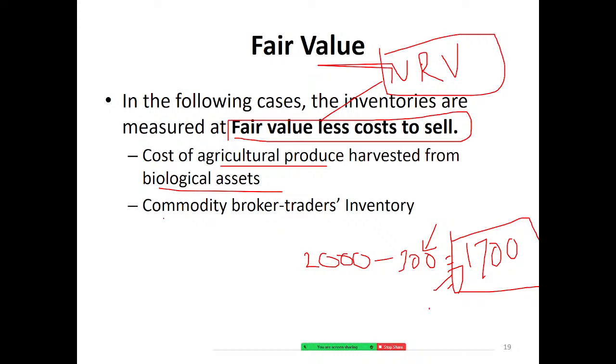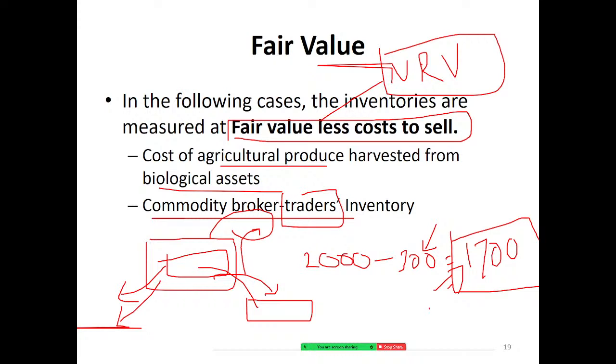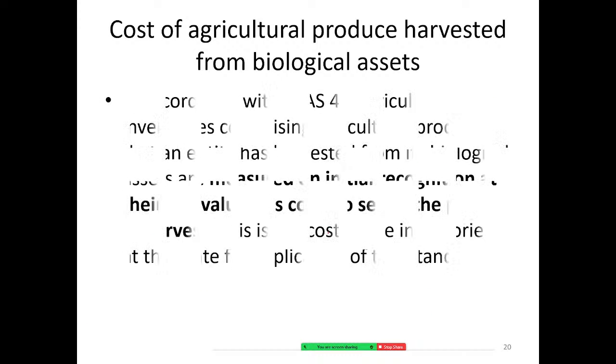Next, commodity broker traders' inventory. There are some brokers we can find. What do they do? They buy inventories on behalf of others and sell inventories on behalf of others. Or some people purchase inventories at a lower price, keep them for a period of time, and sell at higher prices. It's kind of trading. Earlier I told you, those who purchase on behalf of a third party are called brokers. We will discuss commodity broker traders' inventory in detail a little later.